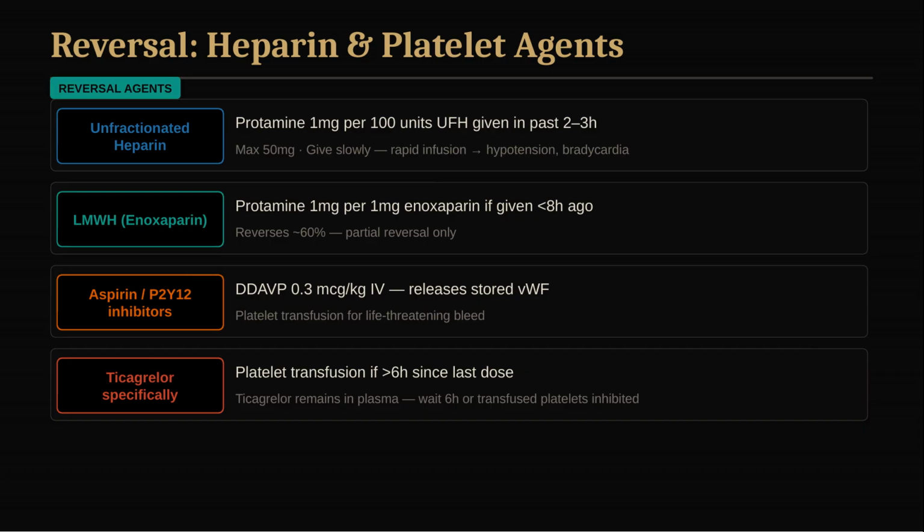Low molecular weight heparin: protamine reverses about 60%. Give 1 mg protamine per 1 mg enoxaparin, if given within 8 hours.